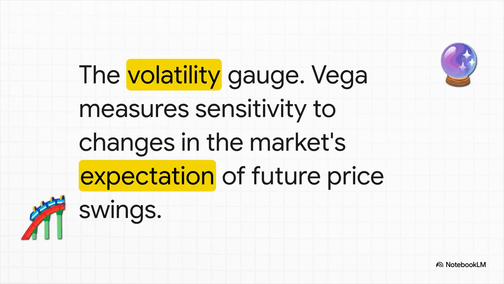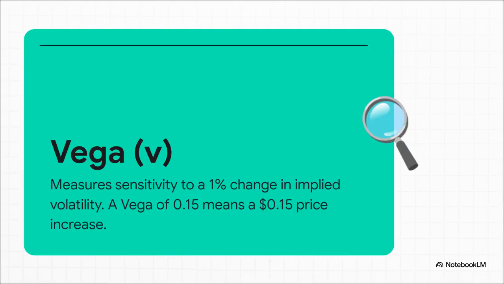Okay, let's switch gears and talk about something a little less tangible: the market's mood. That's what Vega is for. Vega is your volatility gauge. It has nothing to do with which way the stock is going or how much time is left. It's all about how sensitive your option is to changes in the market's fear or excitement, what we call implied volatility. So how does it work?